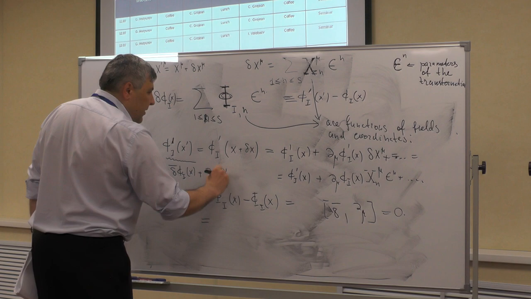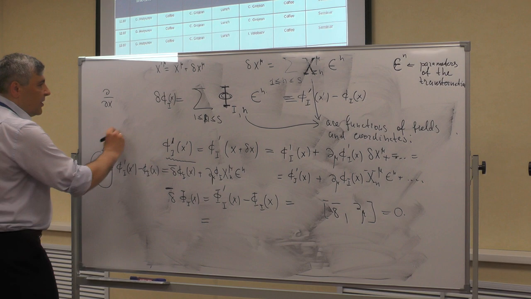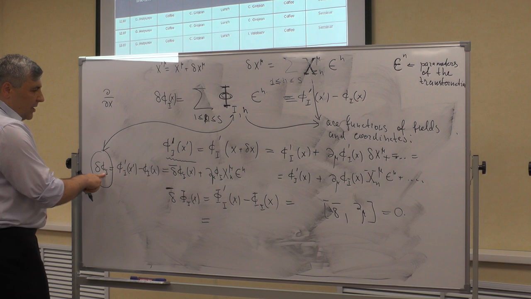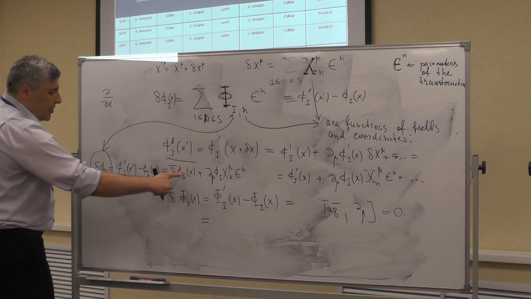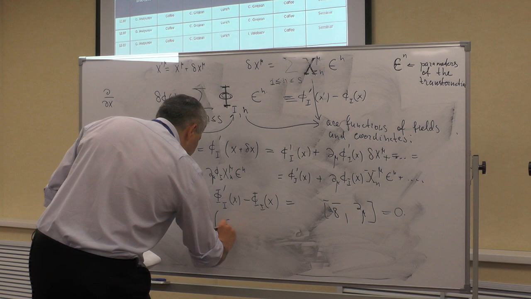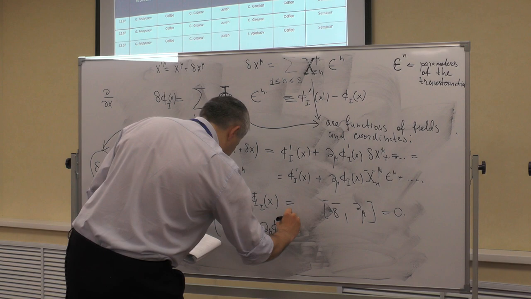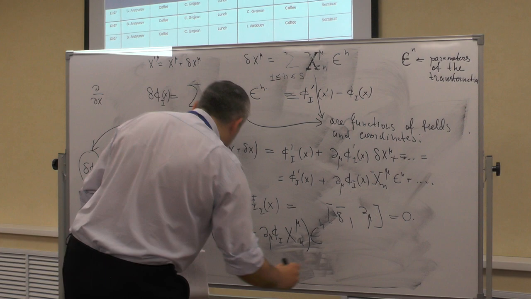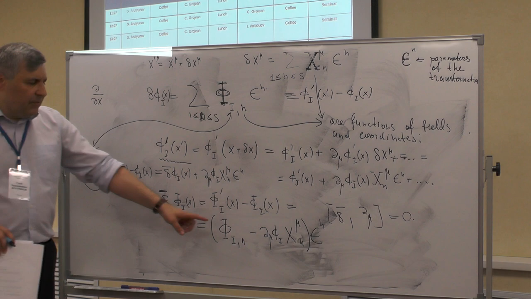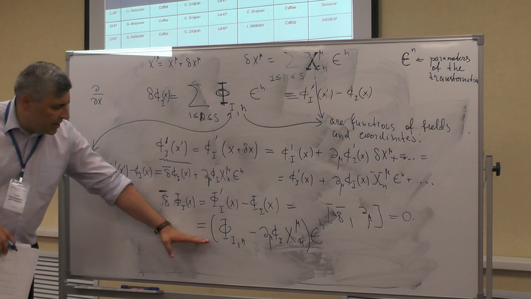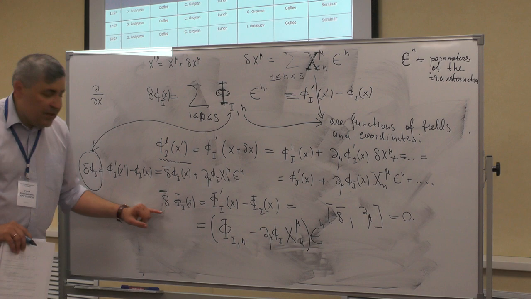And this is parameterized by this expression here, which I can substitute to the left-hand side and express, therefore, this operation delta bar acting on phi I as the following quantity. So this is phi capital I n minus d mu phi I little x mu n epsilon n. I'm always restricting myself just to the leading order in epsilon. Okay, so this is an explicit expression for this operation delta bar.